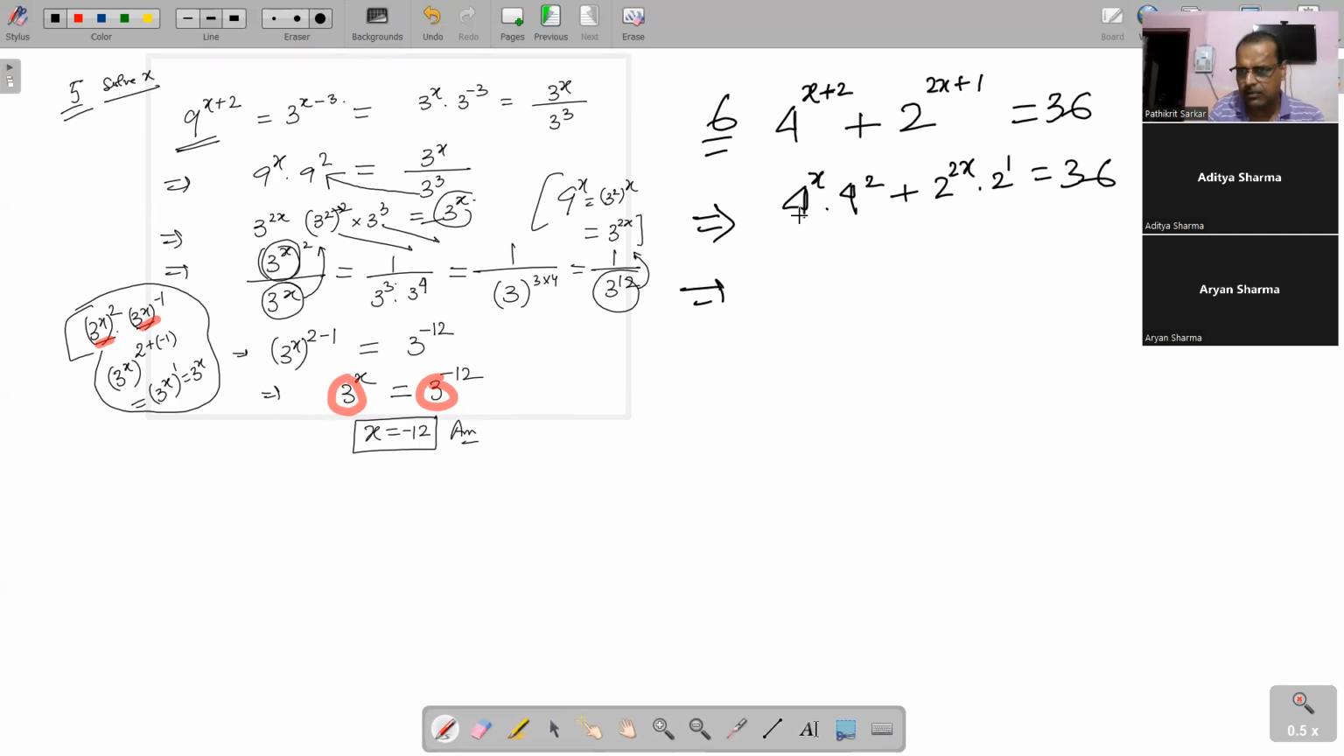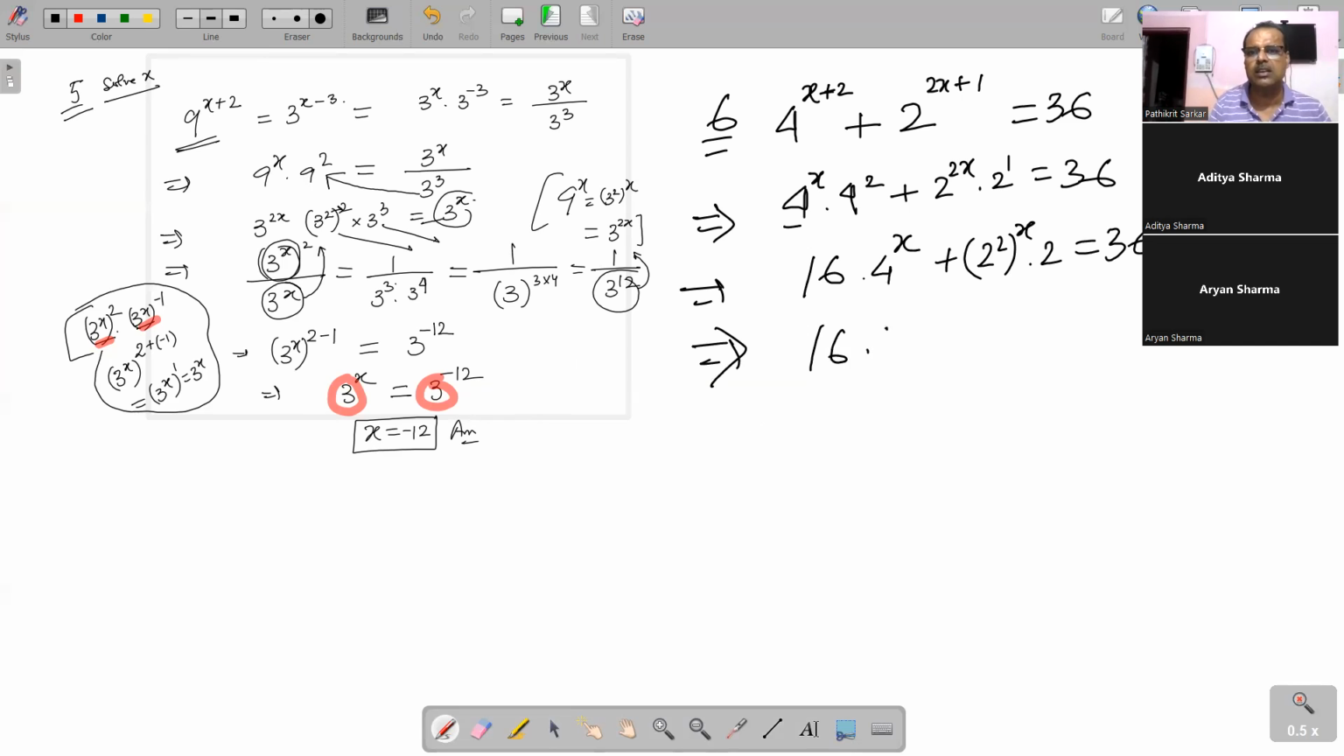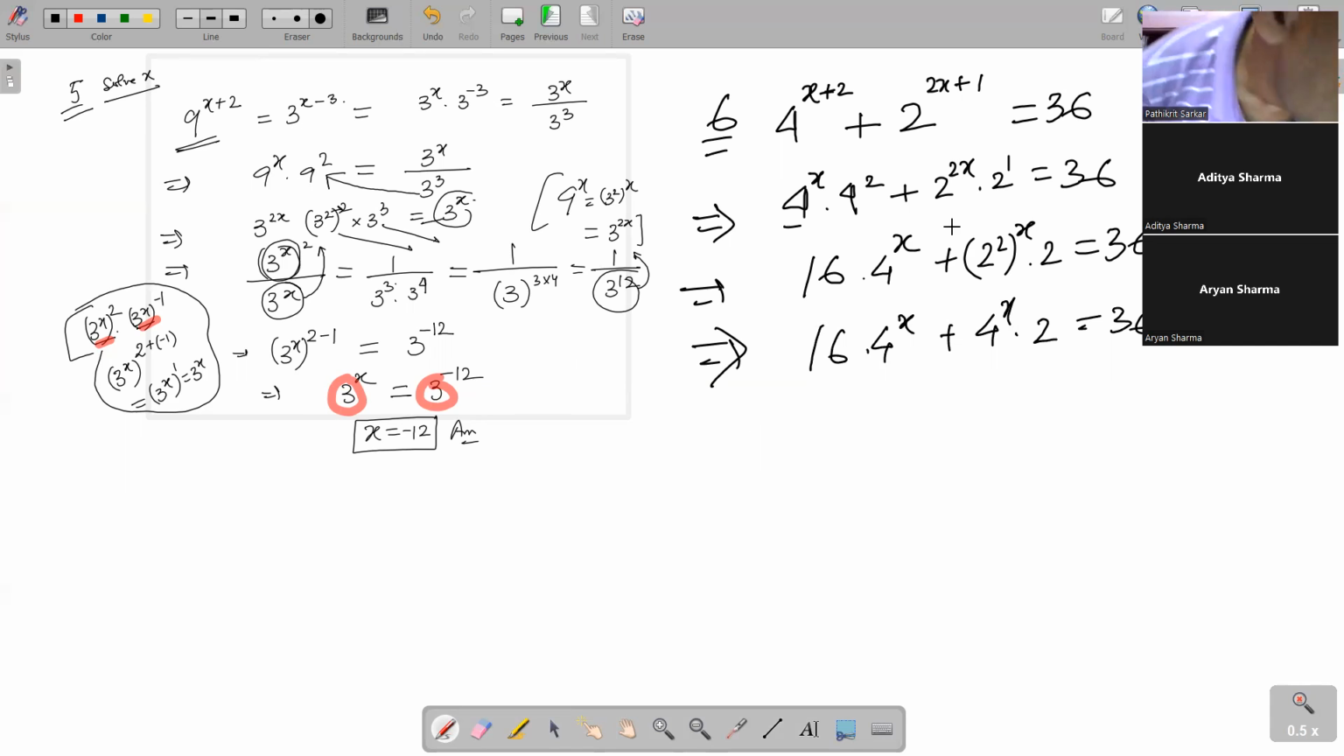सर यहाँ पर ये जो है 4 to the power x, इसको आप लिखिए 2 square whole to the power x, और इसको लिखिए 16, और यहाँ पर लिखिए, यहाँ पर क्या है 4 to the power x है। अच्छा यहाँ पर एक काम कीजिए, उतना करने की जरूरत नहीं है, यहाँ पर 4 to the power x को लिखिए 16 into 4 to the power x, और यहाँ पर आप लिखिए, यहाँ पर square कर दीजिए, that means 2 square whole to the power x into 2 is equal to 36, ऐसा लिख सकते हैं। Then you can write down this way, that 16 into 4 to the power x plus 4 to the power x into 2 is equal to 36, ऐसा लिख सकते हैं। So this way you can write.